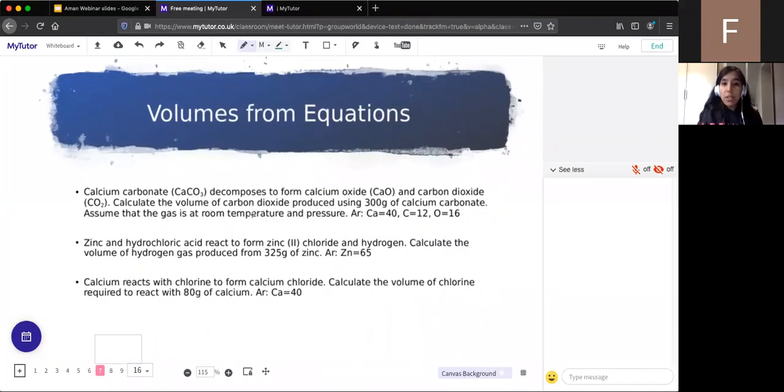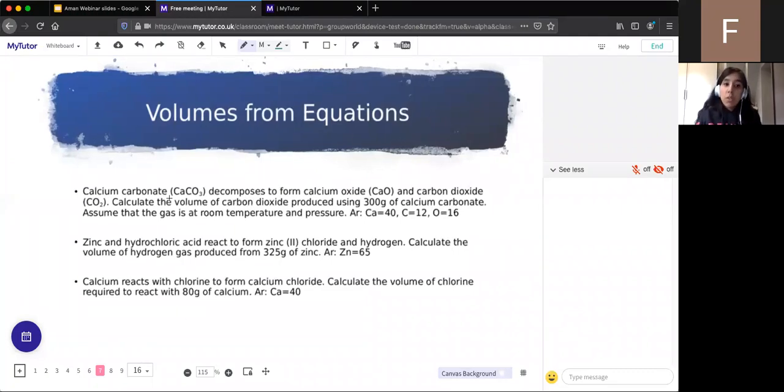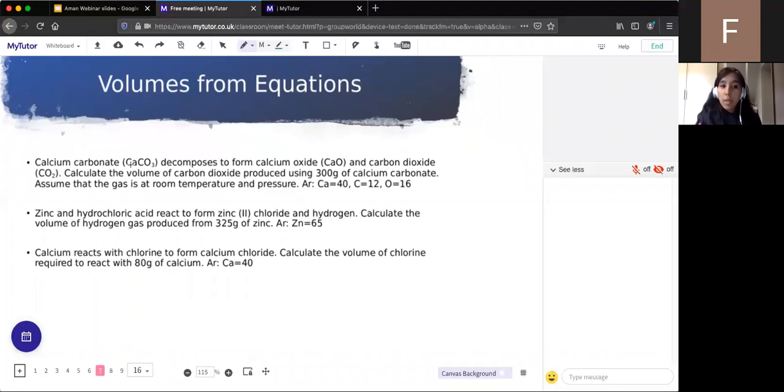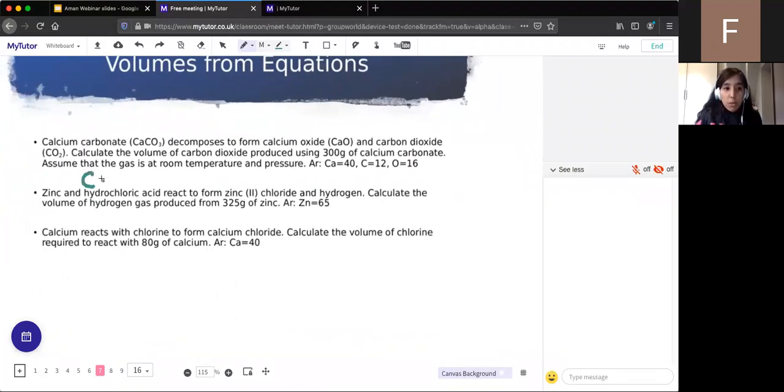Okay, so then the final type of question we need to be able to answer, as I said, is when we don't have just gases in the equation. So we'll look at the first one here then. Calcium carbonate decomposes to form calcium oxide and carbon dioxide. So let's first of all write that balanced equation out. So we've got calcium carbonate, CaCO3, it decomposes to form calcium oxide plus carbon dioxide. Let's see if that's balanced. We've got 1 calcium, 1 carbon, 1 carbon, 2 plus 1, 3 oxygens, 3 oxygens. So that's a fully balanced equation.